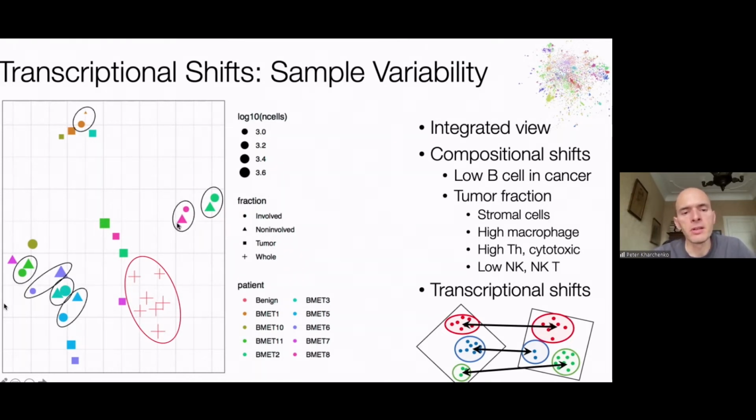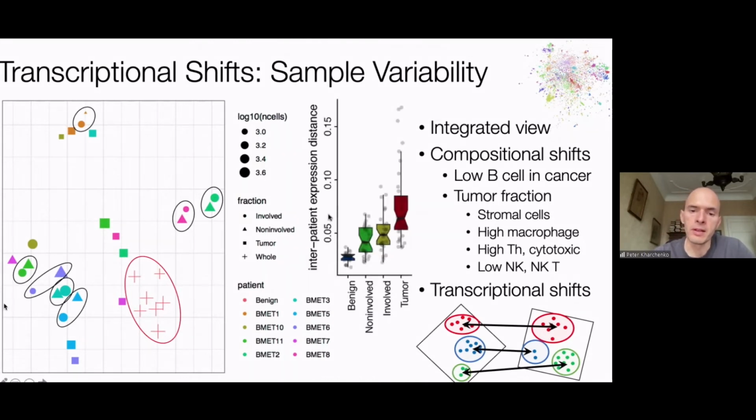And the other thing you could see is that you often have a triangle and a circle that are right next to each other. And that's because this is involved and non-involved bone marrow, right? So they're very similar types of samples from the same patient. And realistically, because the patient has its own expression patterns, right? These samples end up close together.